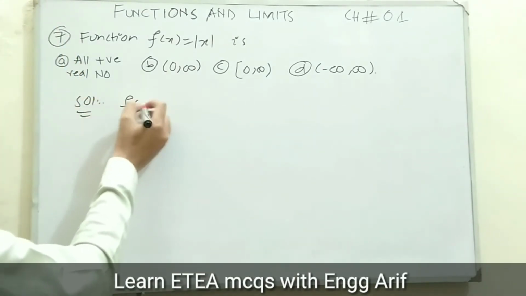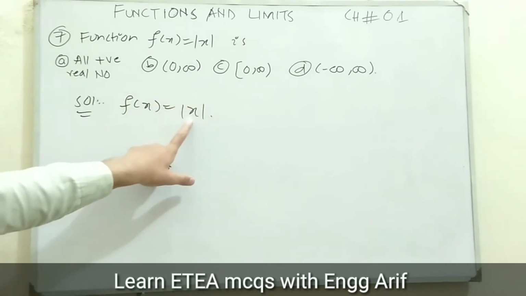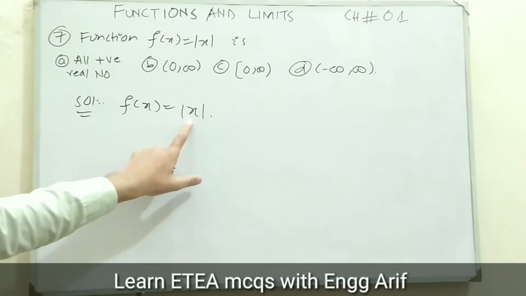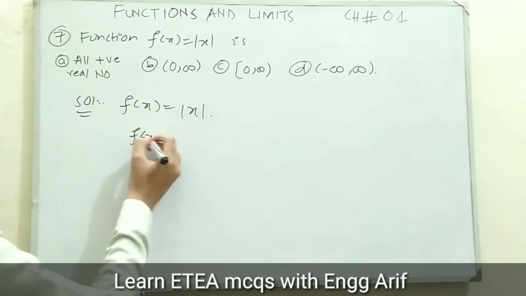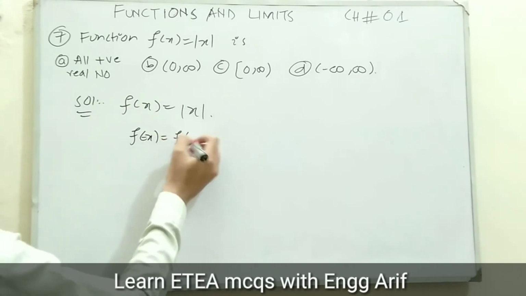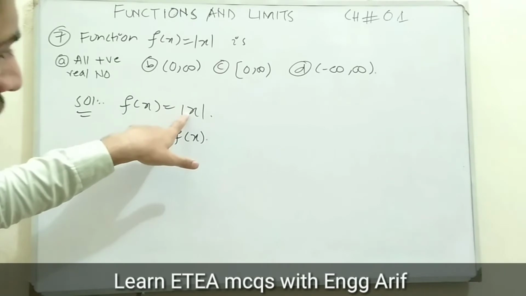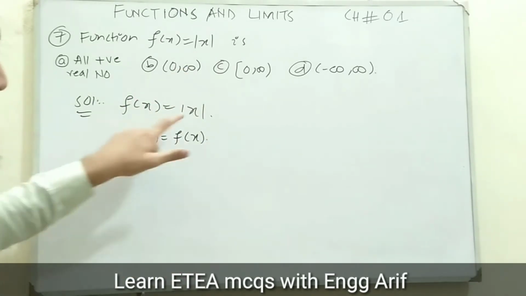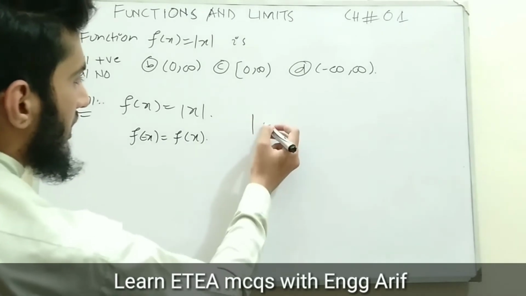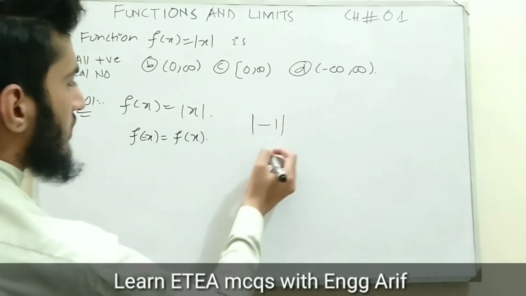We have a function given, f(x) is equal to absolute value of x. You know that the absolute function is an even function. Even functions are those functions in which f(-x) is always equal to f(x). It means that if we put over here a positive value or negative value, it will give us a positive value, the original function, because of the negativity made by the absolute function. Let's suppose if we put over here minus 1, it will give us a positive.